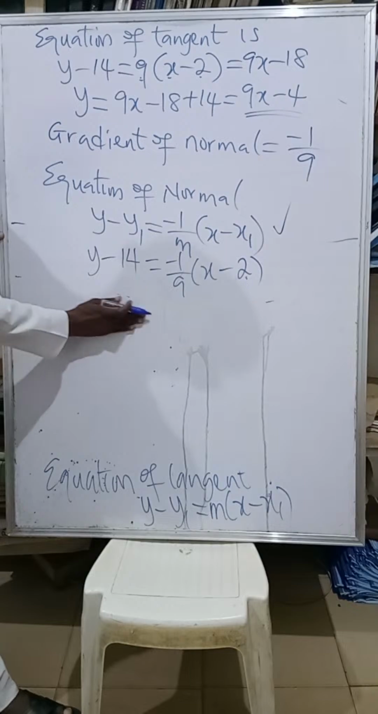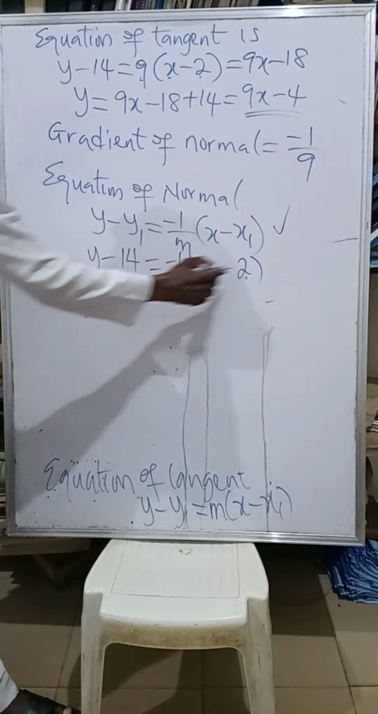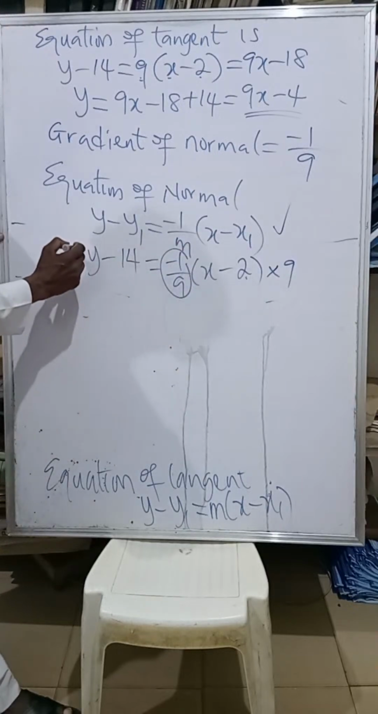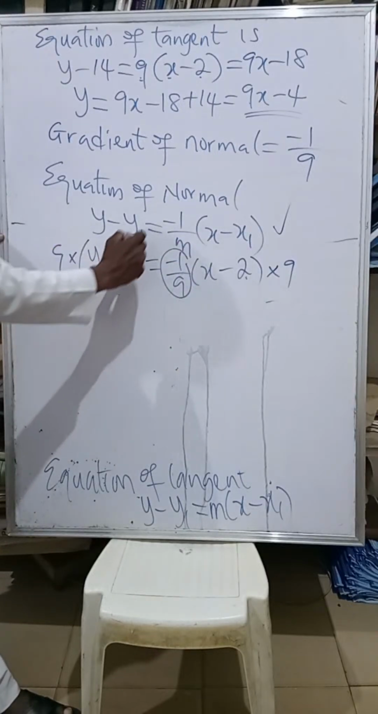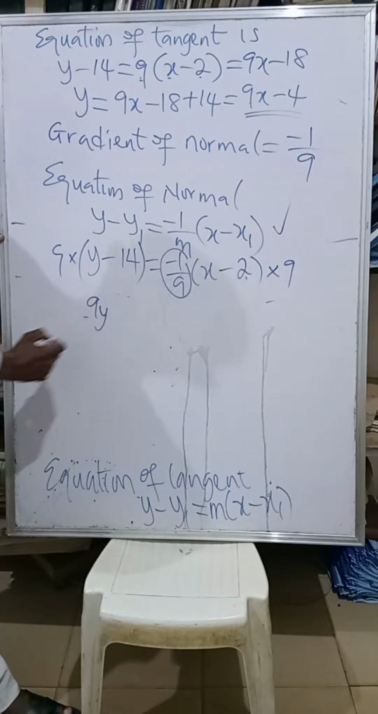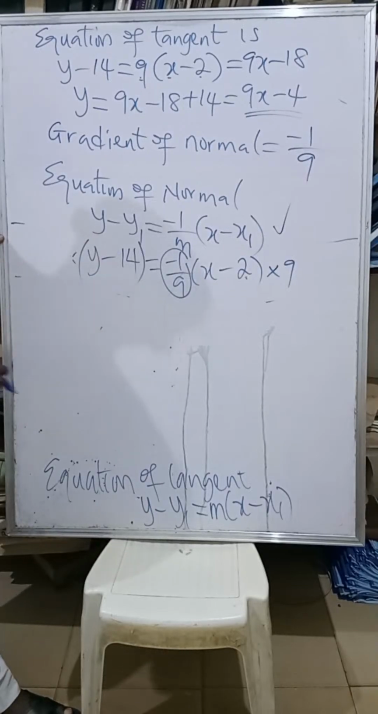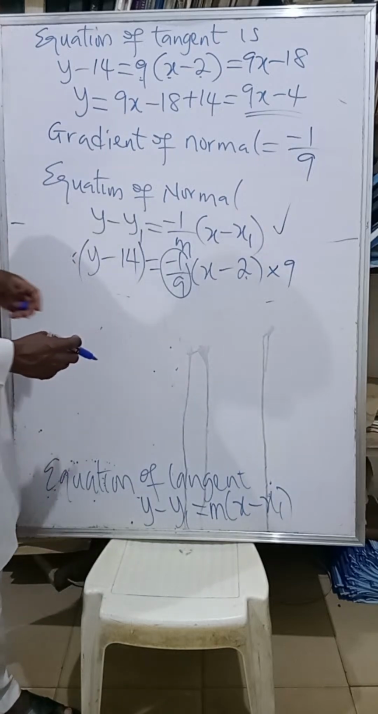What we can do in this case is to multiply this by 9 so as to cancel the fraction here. This place also times 9, so that will be 9y. So that's just that. Just solve that. Make y the subject.